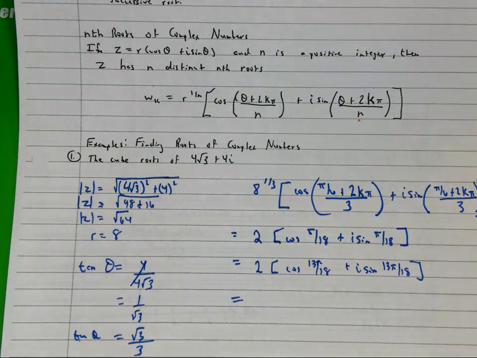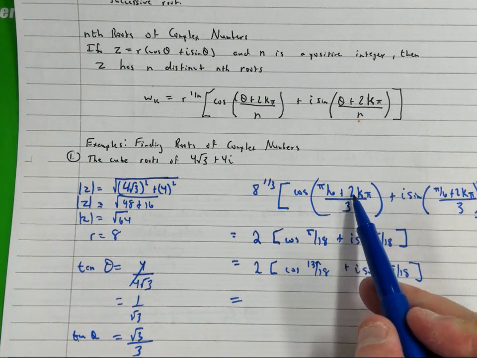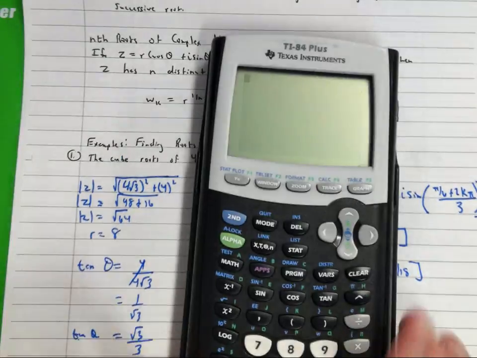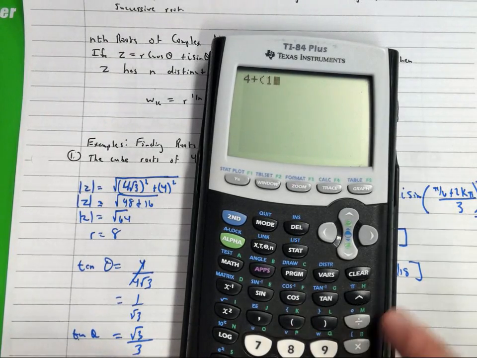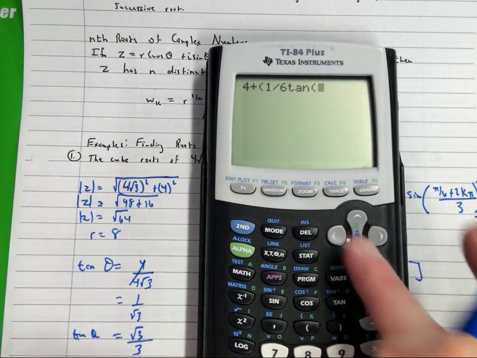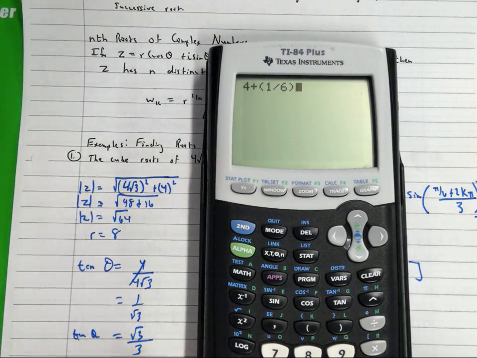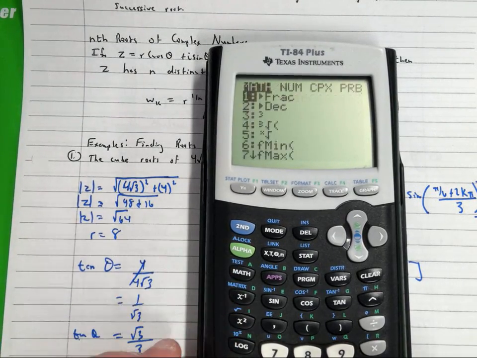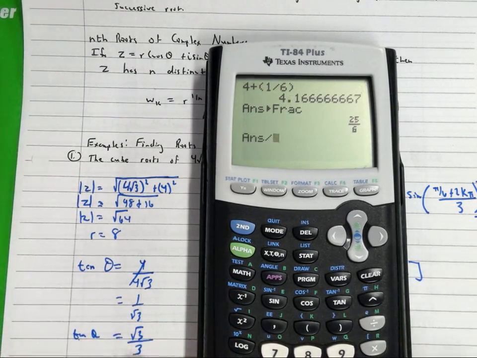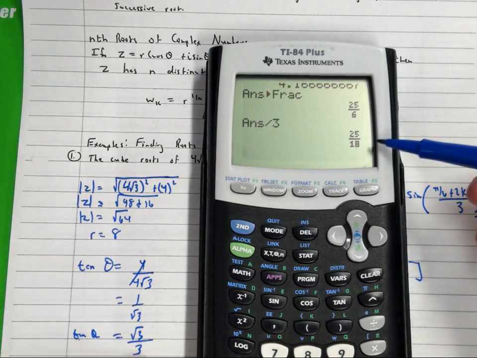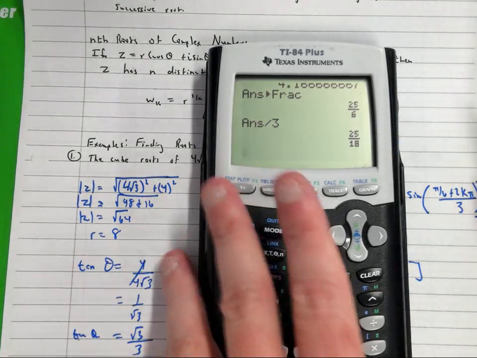If you've not seen how I'm doing this, I'm going to plug 2 in. 2 times 2 is 4. Watch how I do this. So I got 4 plus, change that to a fraction. Then I'm going to divide by what? 3. Do you see I got 25 over 18? That will be my next value.